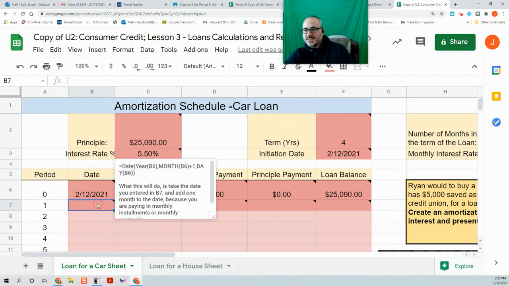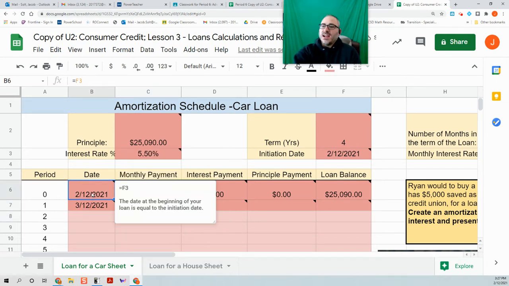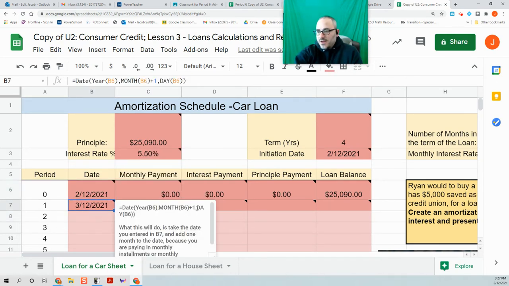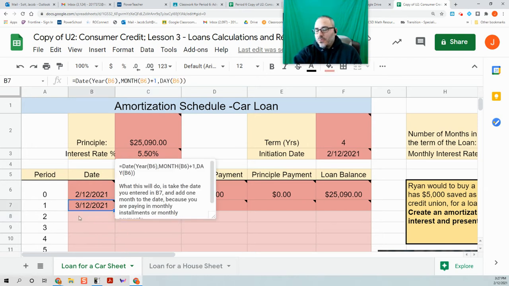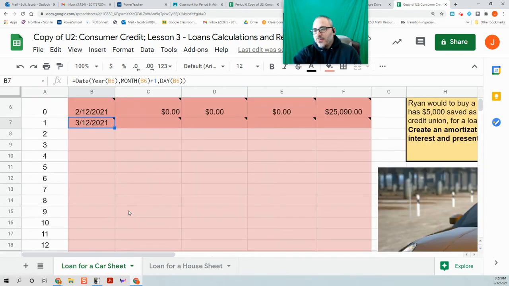If I take this and paste it in here, it'll give me the exact same date I have here, except it will add 1 month. It will add 1 month because I've told it to add 1 to the month each time. So this is kind of neat. Once you have this thing in here, watch what you can do.